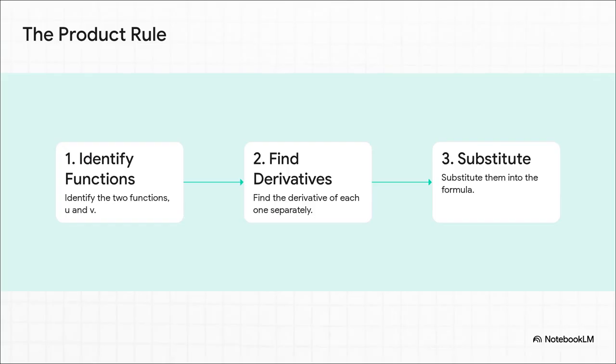Remember that scary formula from the beginning, the product rule? It turns out it's not a scary monster. It's just a recipe. If you've got two functions being multiplied, all you do is identify them, find the rate of change for each one on its own, and then plug all the pieces into the formula. It's a foolproof method that just works every single time.